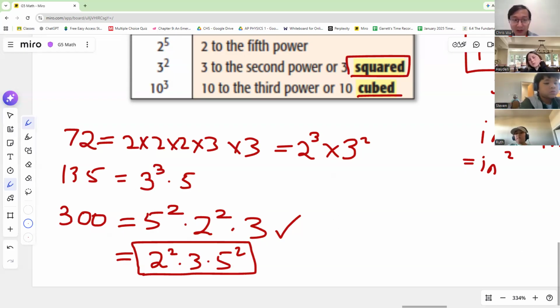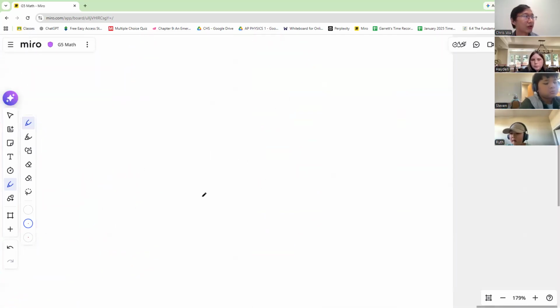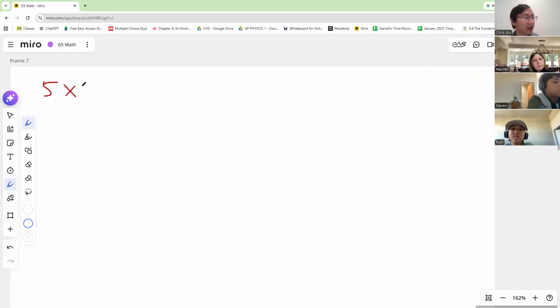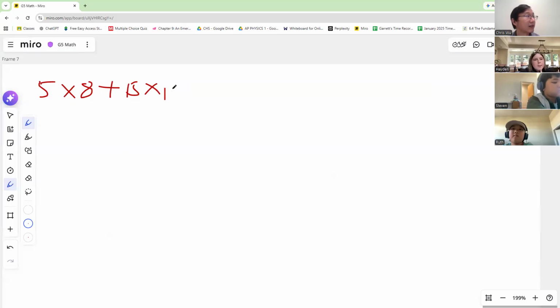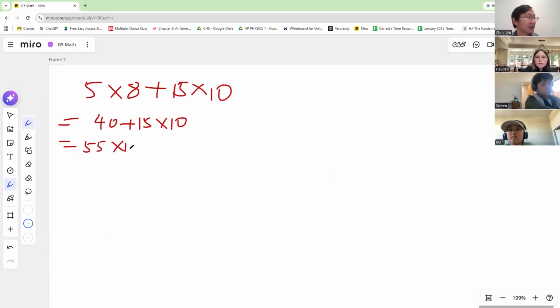So why do we care about powers? Well, because in powers, that adds a little bit more to our order of operations. So let's say I have a particular thing, like 5 times 8 plus 15 times 10, right? So how do we do this? Maybe I do 40 first, plus 15 times 10, and then I do 55 times 10 and get 550.